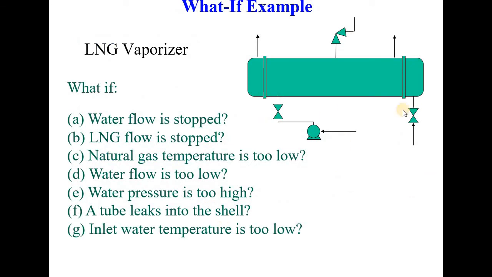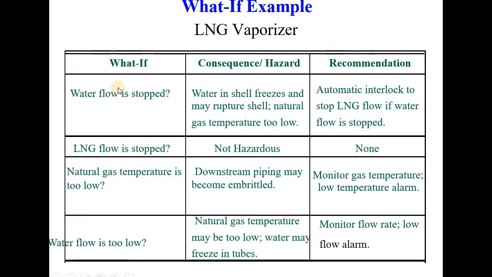For example, giving an example here, what if the water flow stops? What if then the liquefied natural gas, which is very cold, is stopped? What if the natural gas temperature is too low? What if the water flow is too low? What if the water pressure is too high? And then you come up with all of your what if questions, and ask what is the consequence?